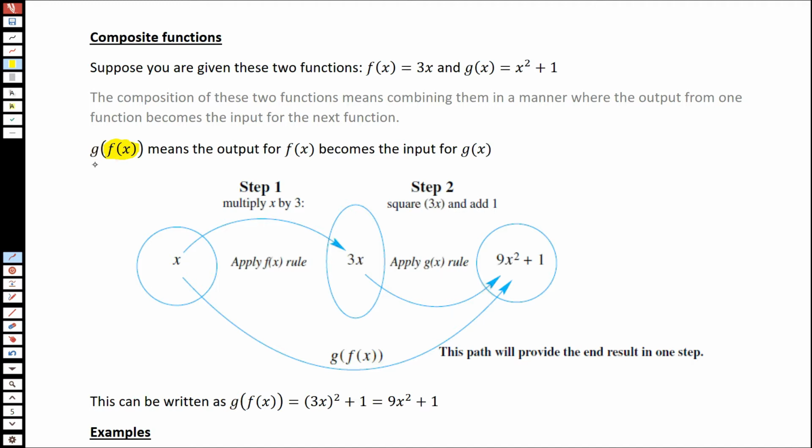So this is just a notation for the composition of these two functions. So we are combining these two functions in this order. Like I've just said, this means that this will be the input for g. So it means that the output for f of x, which is given by f of x as highlighted here, becomes the input for g.